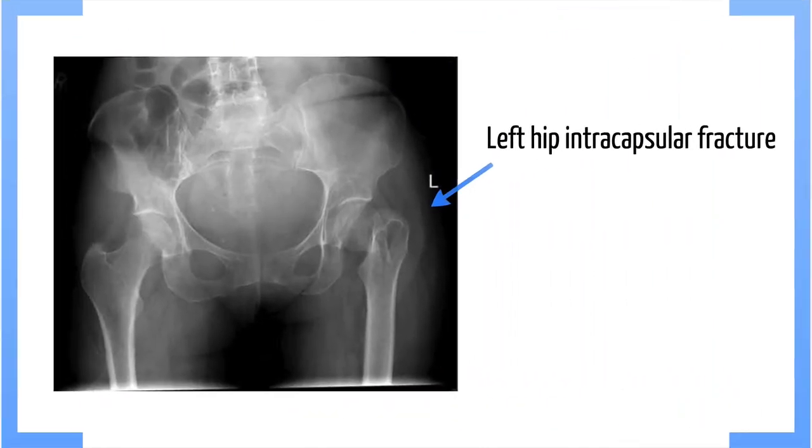So what does it look like on X-ray? Looking at this X-ray, you should be able to see that on the left-hand side, there is a fracture, particularly a hip fracture. The fracture seems to be proximal to the insertion of the hip capsule on the femoral neck. Therefore, this is an intracapsular fracture.